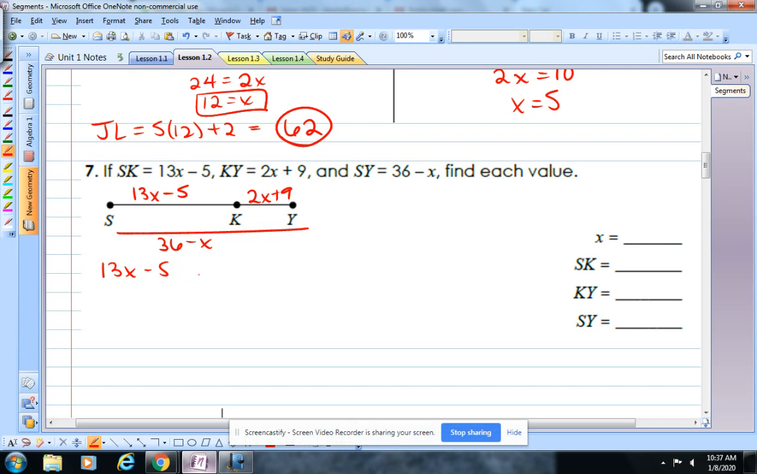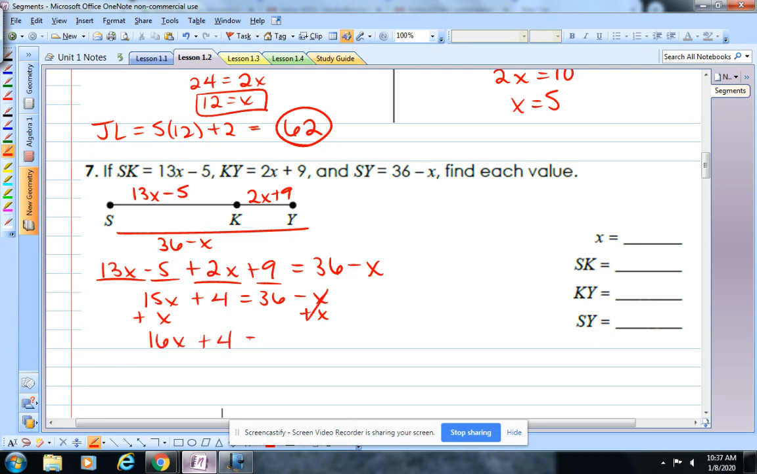Minus 5, okay, equals, very good. So like terms, my x's get me 15x. My constants get me a positive 4. And then I'm copying the other side. Add x to both sides. 15x plus 1x is 16x plus 4 equals 26. And then what do we do? Subtract 4 and I get 16x equals 32. And then I divide by 16. x equals 2. There's one of my blanks.